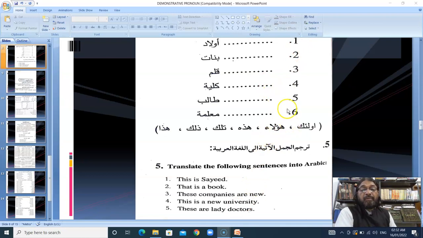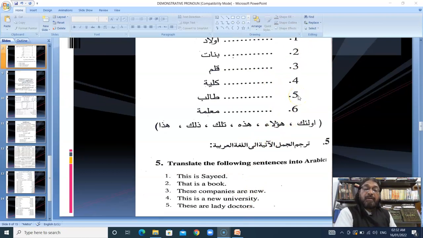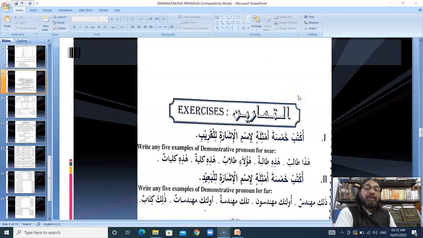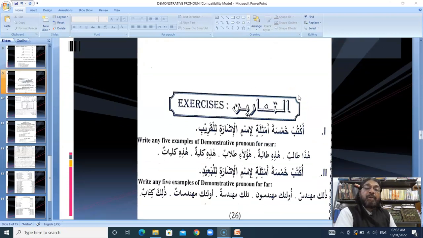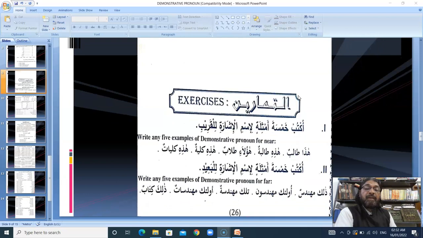So till here your lesson is completed, but after this few more exercises are given for your better understanding. Like here, uktub khamsat amsila li ismi al-isharati lil qarib. This is very important. Write any 5 examples of demonstrative pronouns for near. Haza talibun, this is a student. Hazi talibatun, this is a student, female.